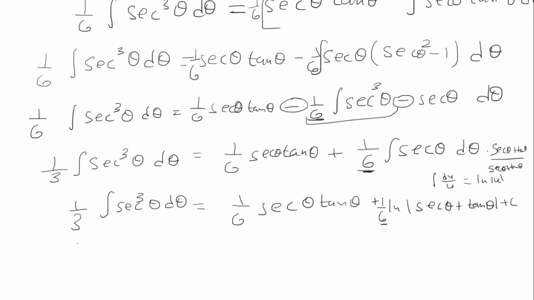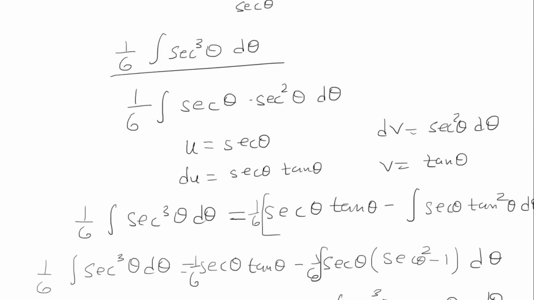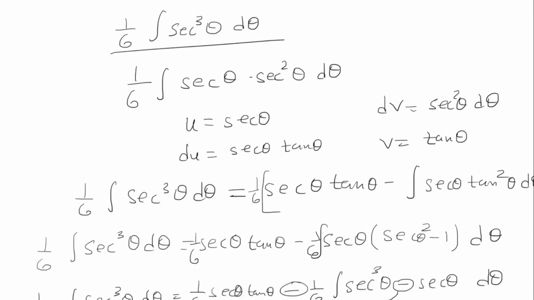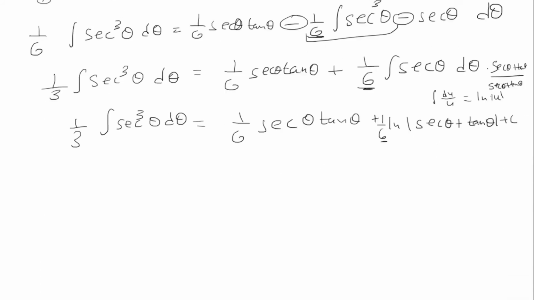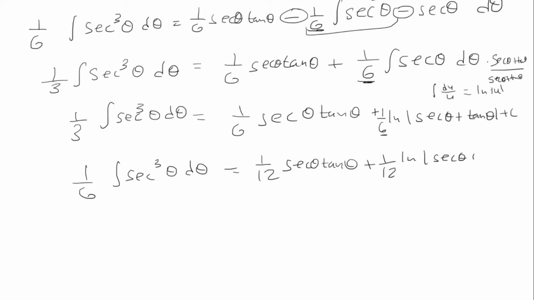Okay, so I wanted 1/6 integral secant cubed theta d theta. Because remember, up here, it was 1/6 integral secant cubed d theta. So I want to multiply both sides by 1/2 to get 1/6 secant cubed d theta. So that would be 1/12 secant tangent plus 1/12 ln secant plus tangent.